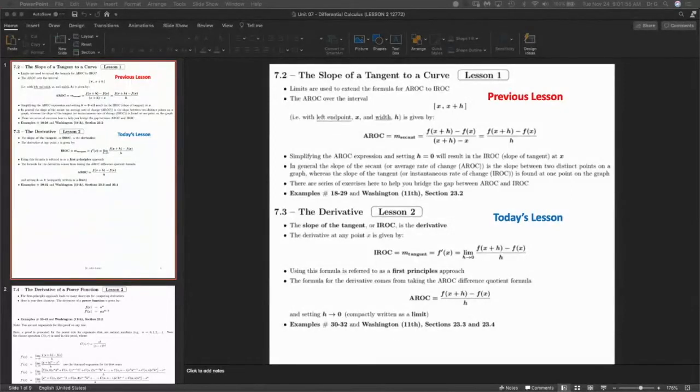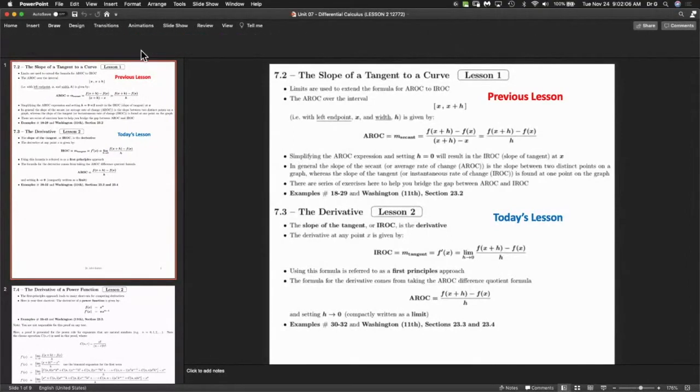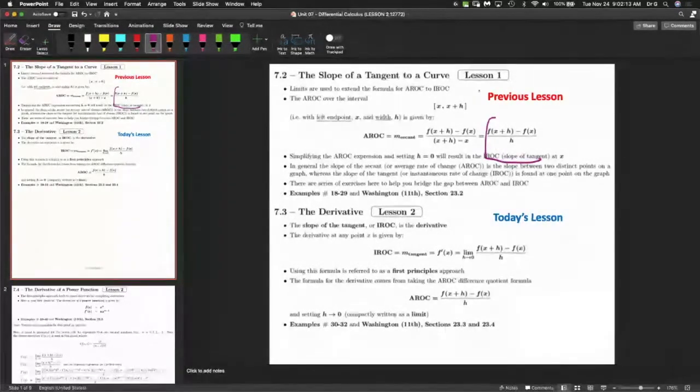So last time we talked about the slope of a tangent to a curve. And we ended up creating this little formula here, which I call the difference quotient. And that's commonly what you'll hear people call it in the mathematical community. This thing right here is the difference quotient.